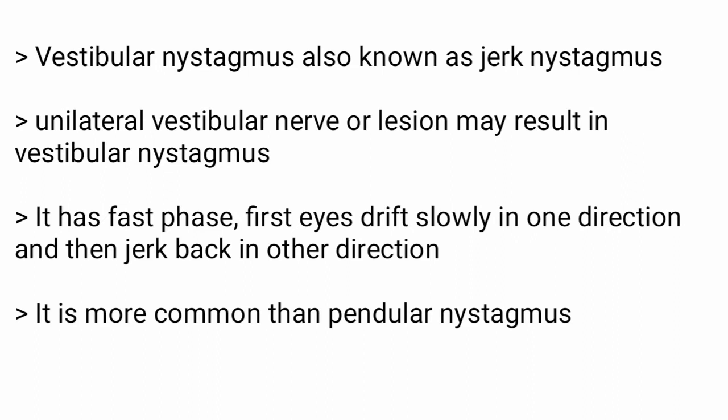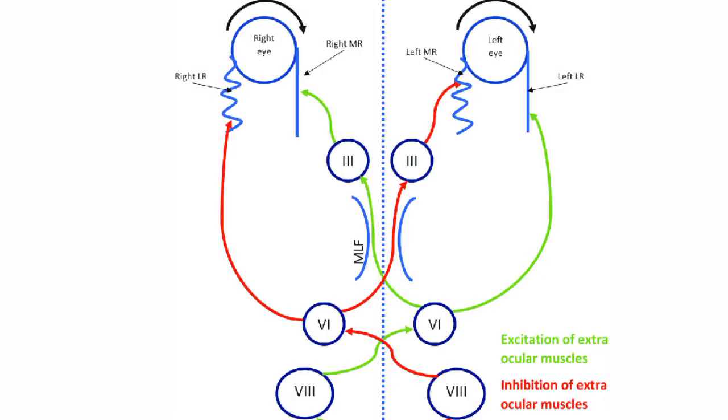For example, if the left vestibular nerve or the nucleus is lesioned, because of the loss of the balance between the two sides, the right vestibular nerve is unopposed and it acts as if it had been stimulated, causing both eyes to look slowly to the left. But then the cortex responds by moving both eyes quickly back to the right, and that is the direction of the fast phase. In this diagram, the red pathway shows the inhibition of the extraocular muscles and the green pathway shows the excitation of the extraocular muscles.